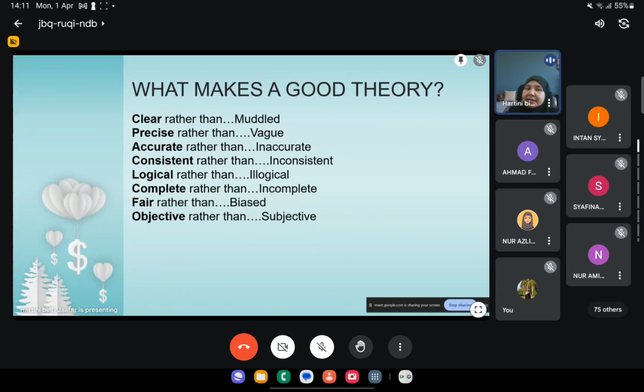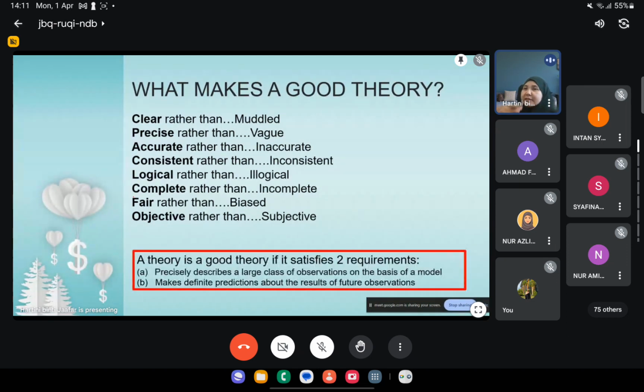A theory must be clear rather than muddled, meaning ambiguous, you don't know. It must be precise rather than vague. It must be accurate rather than inaccurate. There are many of these, taken from the keywords. It must be coherent, consistent, logical, complete, fair, objective. So these are the characteristics of a good theory, as opposed to the other side, which does not indicate that the proposition or the argument is a good theory.